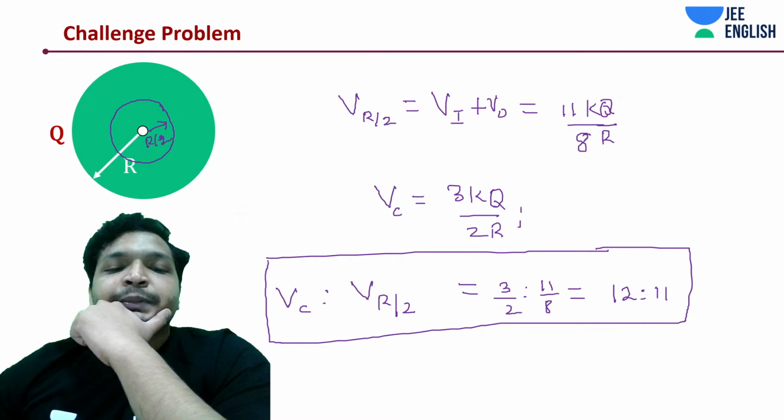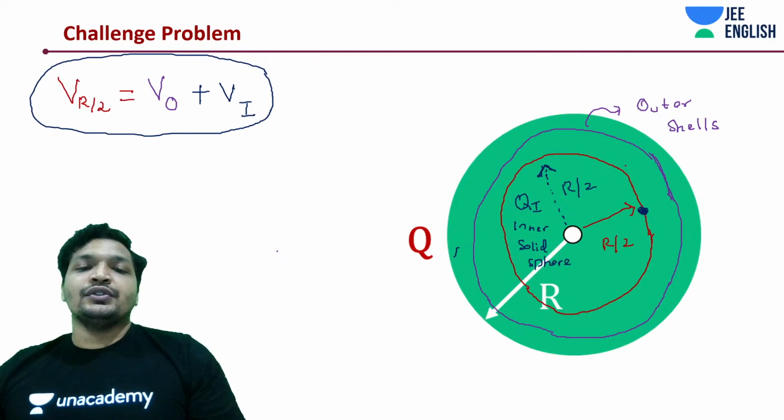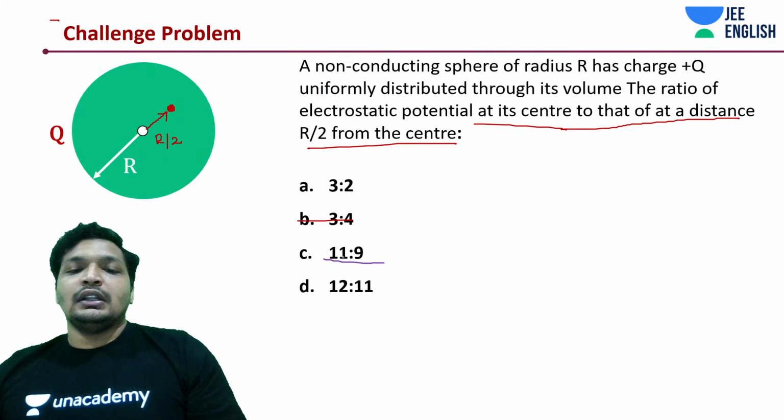Okay, small correction, please correct it. I will finally keep the equation, and it should be 12 is to 11. Of course, it has to be 12.